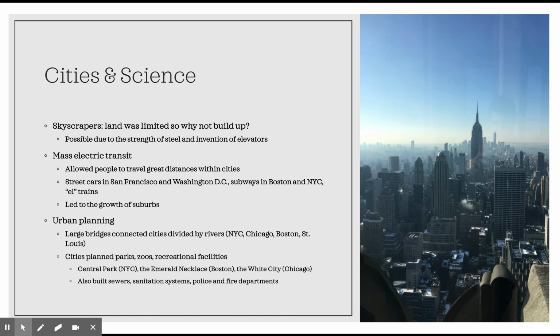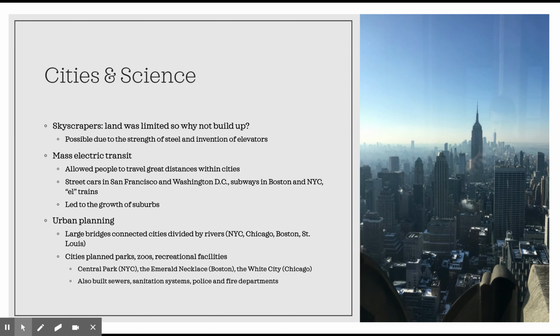So cities were undergoing massive revolution during this time. When you go to a city, you'd see amazing new things like skyscrapers. Skyscrapers were constructed because land was limited in places like New York, which is an island. So people thought, why not just build up into the sky? And skyscrapers were also possible because during this time steel had come along, because steel was very strong and flexible, right? And you also had the invention of elevators, which allowed people to access high-story buildings, like you see here in this photo, which I took of the Empire State Building when I went to New York.